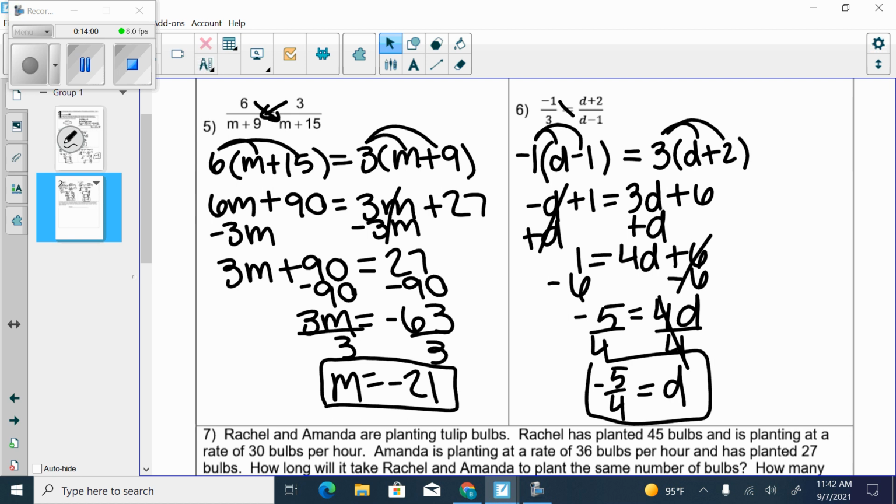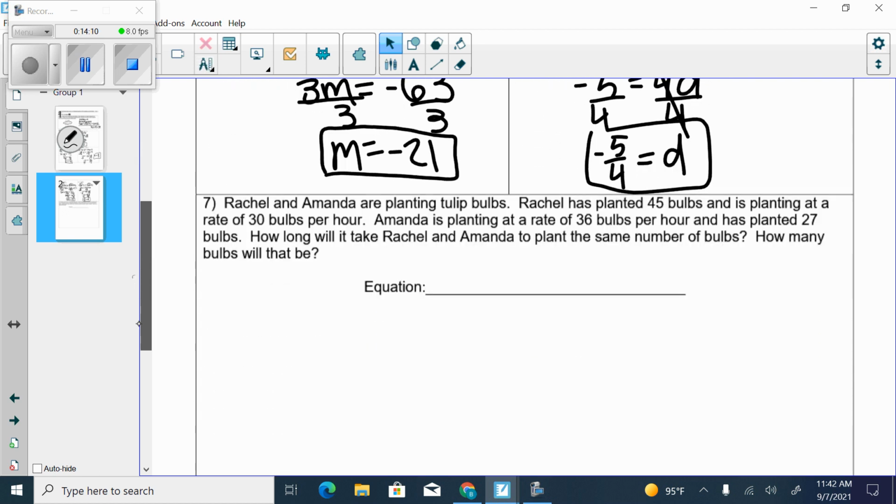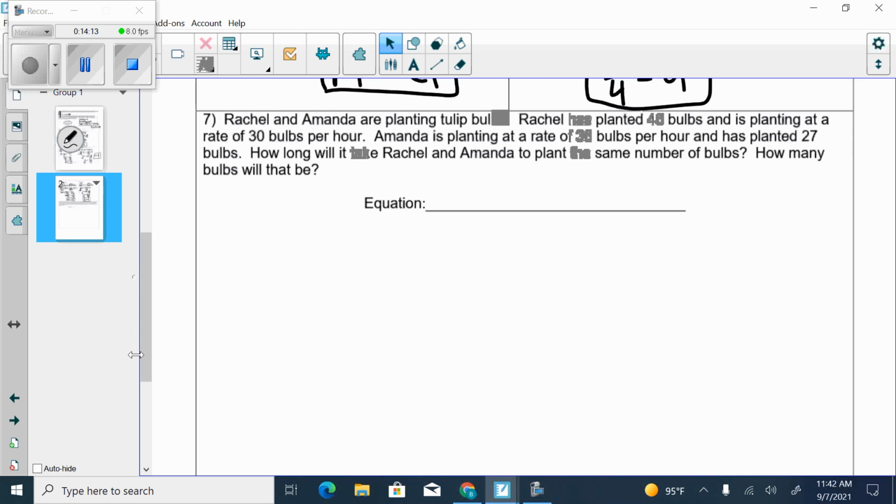All right, last one. We got a word problem, so we're going to have to set up the equation and then solve. Okay. Number 7 says that Rachel and Amanda are planting tulip bulbs. Rachel has planted 45 bulbs and is planting at a rate of 30 bulbs per hour. Amanda is planting at a rate of 36 bulbs per hour and has planted 27 bulbs. How long will it take Rachel and Amanda to plant the same number of bulbs? How many bulbs will that be?